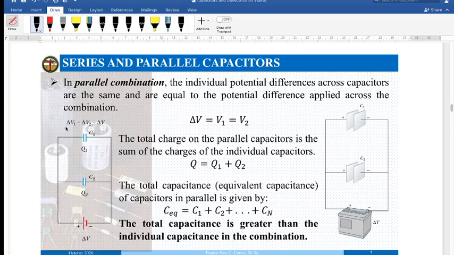Okay? So your delta V1, that is the potential difference of your C1, is equal to the potential difference of your C2, and then the potential difference of the battery. Okay?